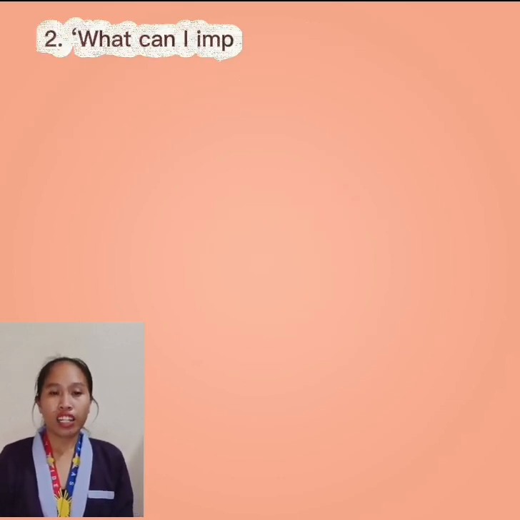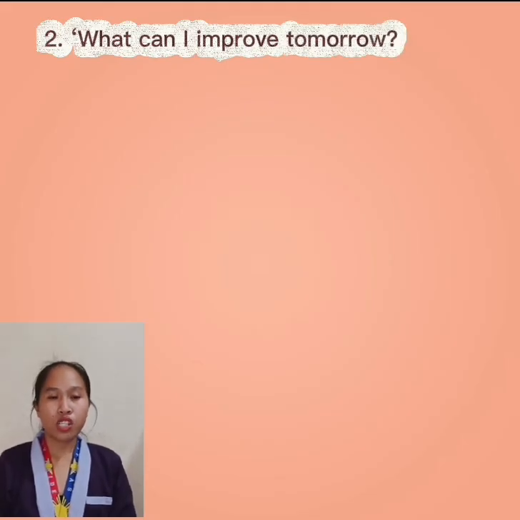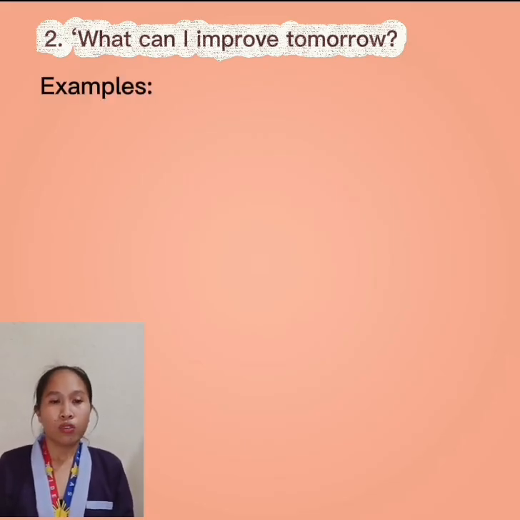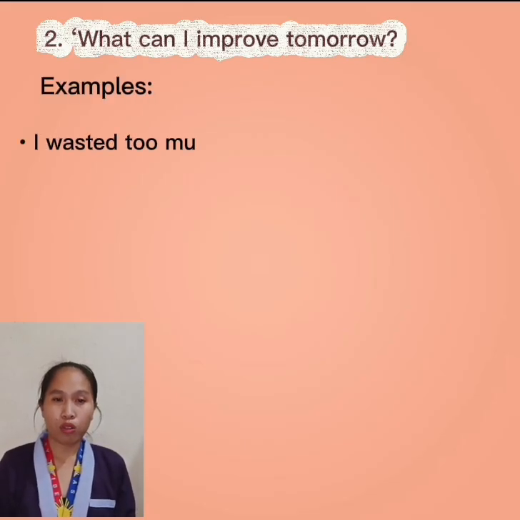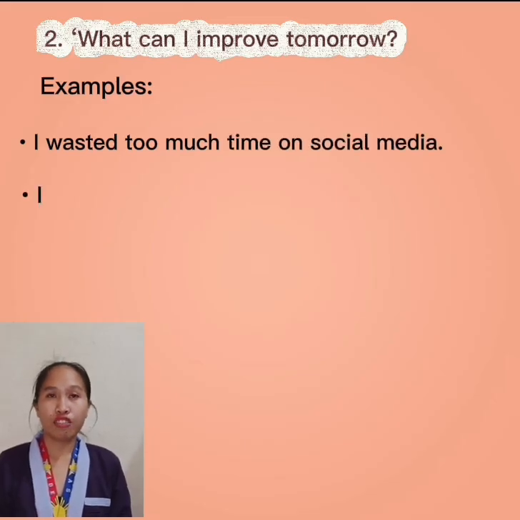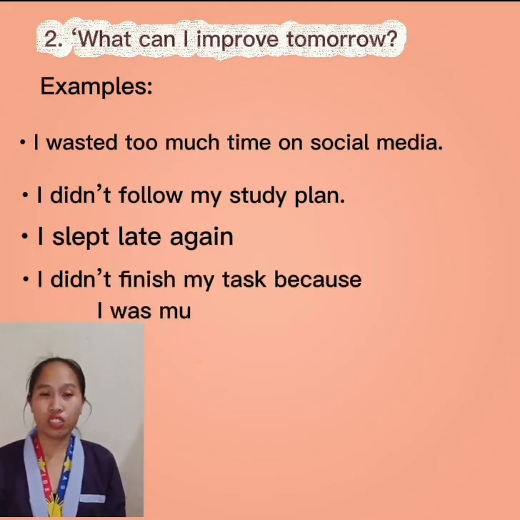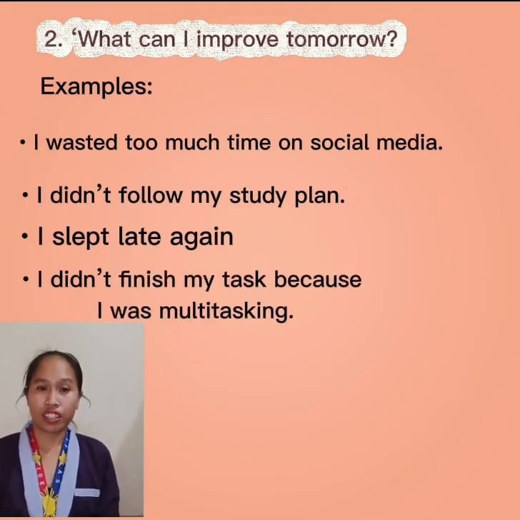Second, what can I improve tomorrow? This question helps you identify your weaknesses so you can do better the next day. Examples are: I wasted too much time on social media, I didn't follow my study plan, I slept late again, I didn't finish my task because I was multitasking. Recognizing these things helps you correct them.